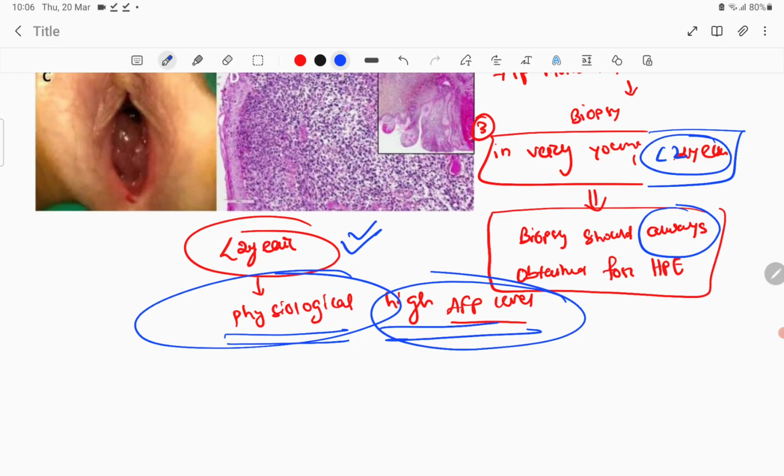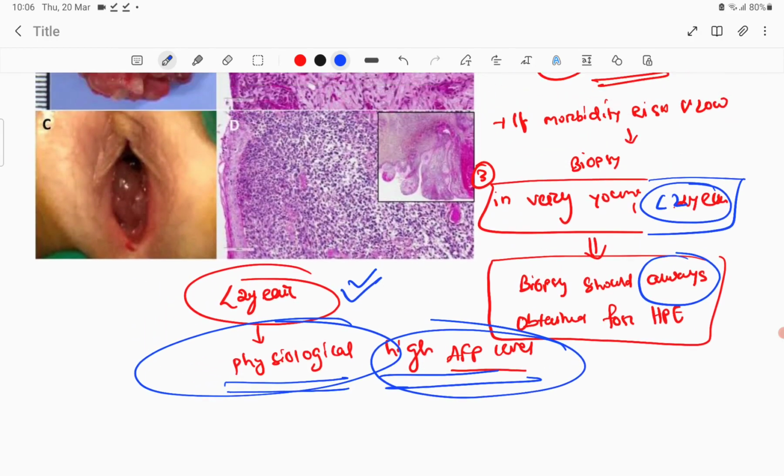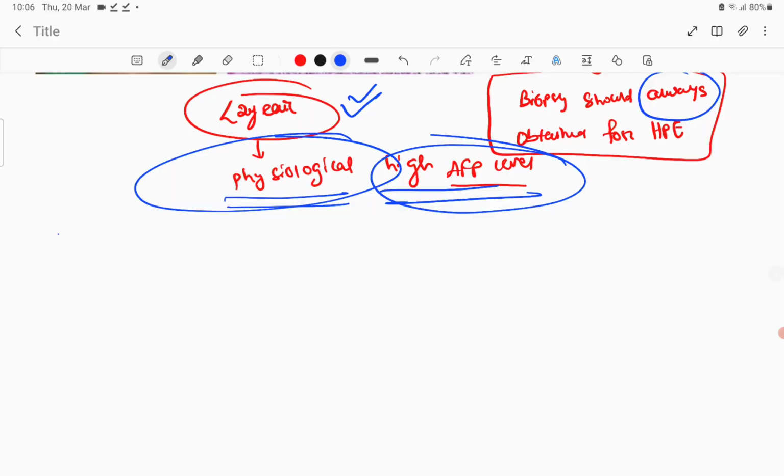Okay, the third point is done, then the fourth point is: after diagnosis, initial tumor resection should always be avoided. Very important. You should not go for tumor resection after diagnosis. Tumor resection should always be avoided.